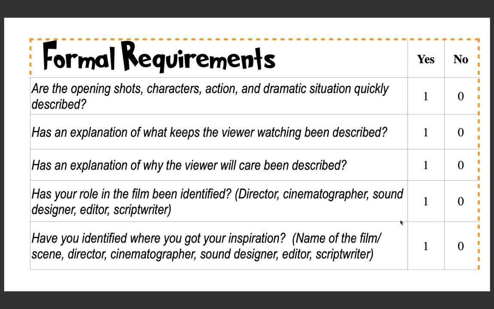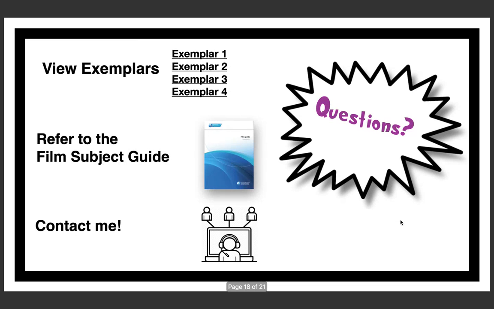Okay, make sure you identify your role. It needs to be one of the five: the director, cinematographer, sound designer, editor, scriptwriter. Do not take on a role that you've already done. Make sure it's your role 3 choice. And then identify where you've got your inspiration. That's really going to help when it comes time to write your statement of intention, because guess what? You've already done most of the work.